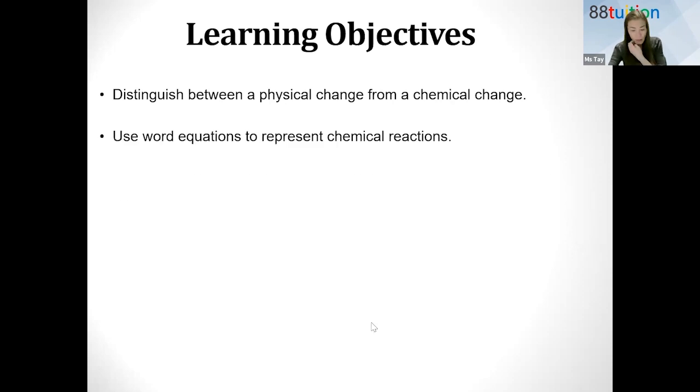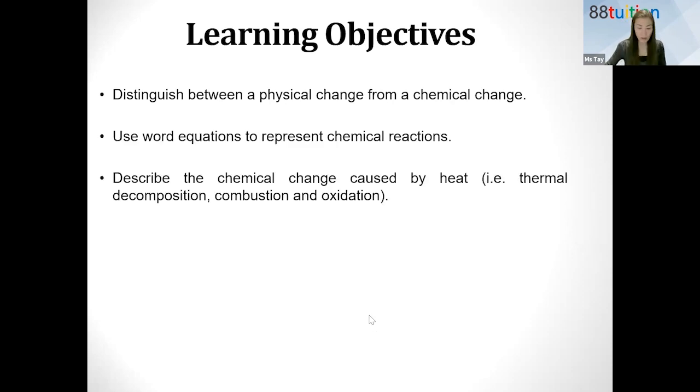So learning objective, take note, you must distinguish between physical change and chemical change, right? So they are not the same. How do you actually identify them? What is the difference between them? You need to know, and we are covering this. Use word equation to write chemical reaction. So you're going to represent reaction with word equation.